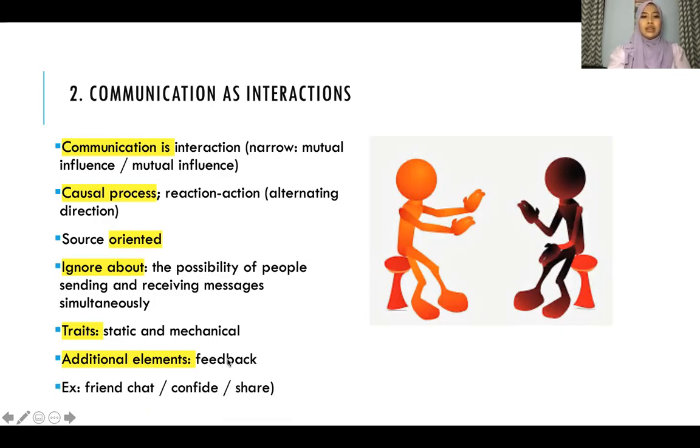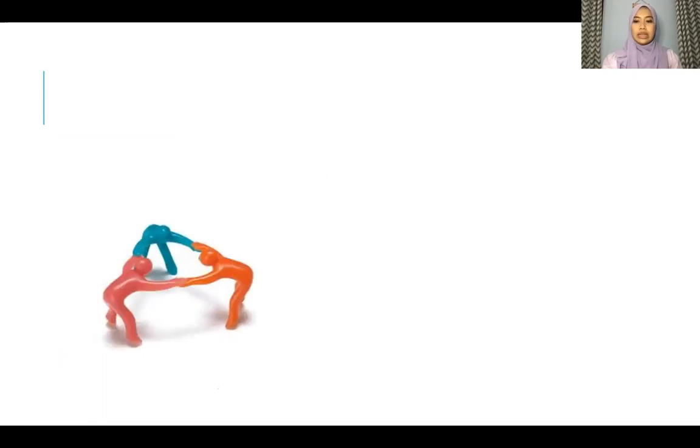And the example is a friend chat or sharing between friends, only kind of tick tock. Another example may be an interviewing process, for example, when I interview a new student. It is communication as interaction. I hope that you clearly understand.